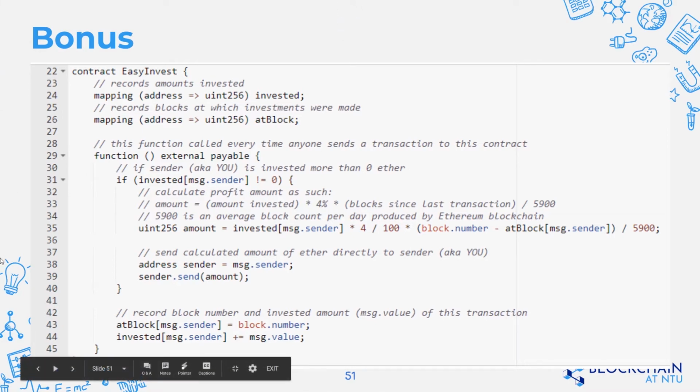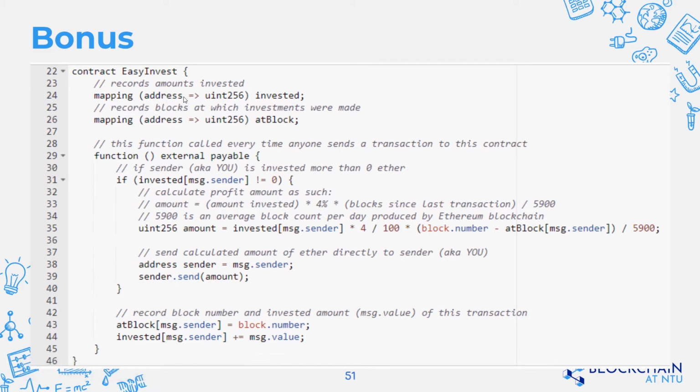So here you have a mapping of an address to the amount. It's called invested. So basically for each person's address, how much they've invested into this smart contract. Then you have this mapping called atBlock. It's just, for each address, which was the latest block that they had a transaction in. Okay? So this function is just a payable function.